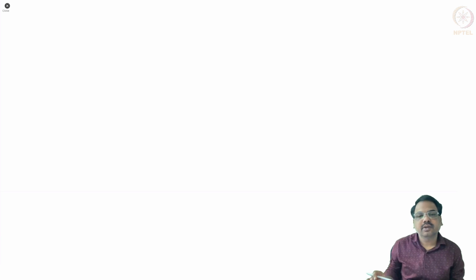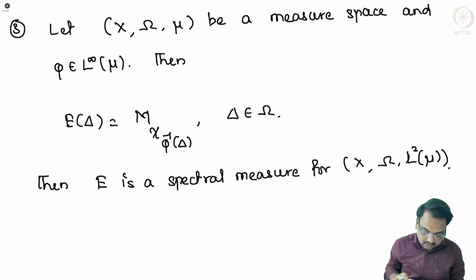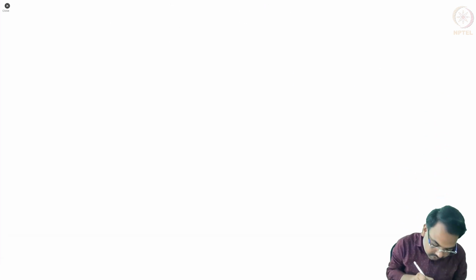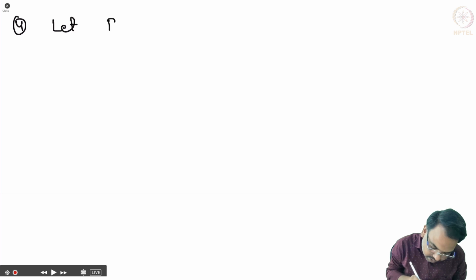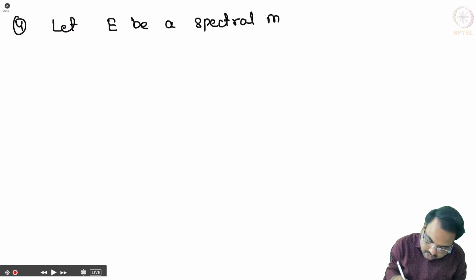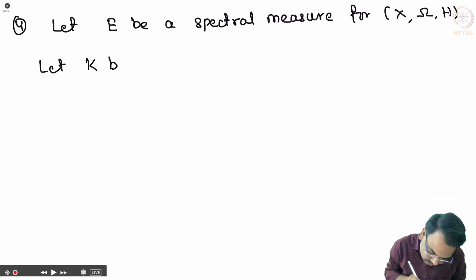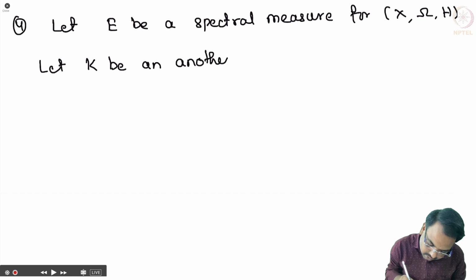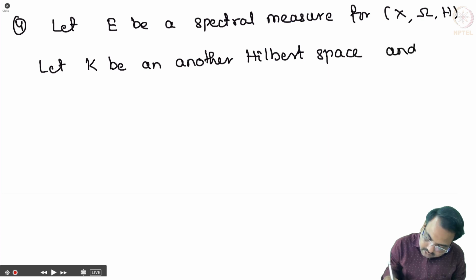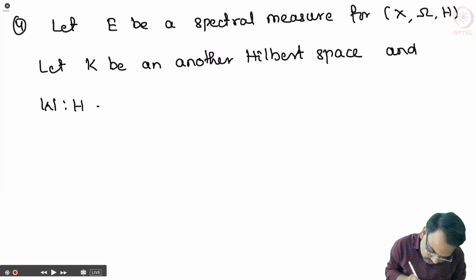Suppose we have one spectral measure. From that we can also generate one more spectral measure by changing the Hilbert space. Let us look at that example. Let E be a spectral measure for X, Ω and H. Let us take K to be another Hilbert space, and W to be a unitary map from H to K.